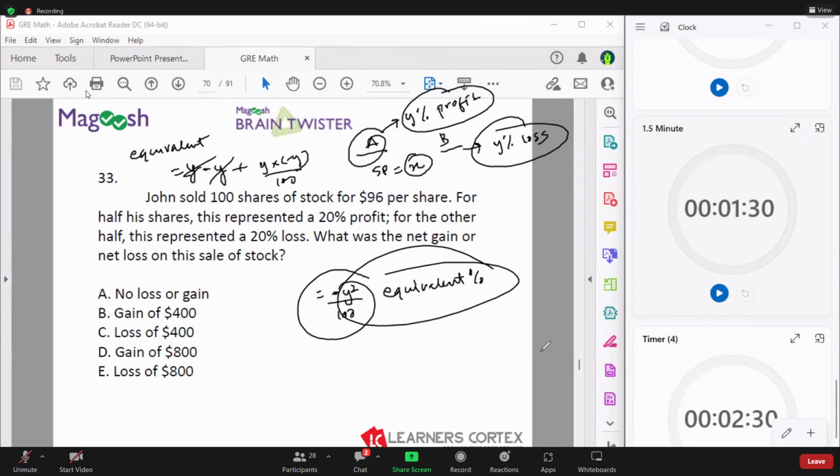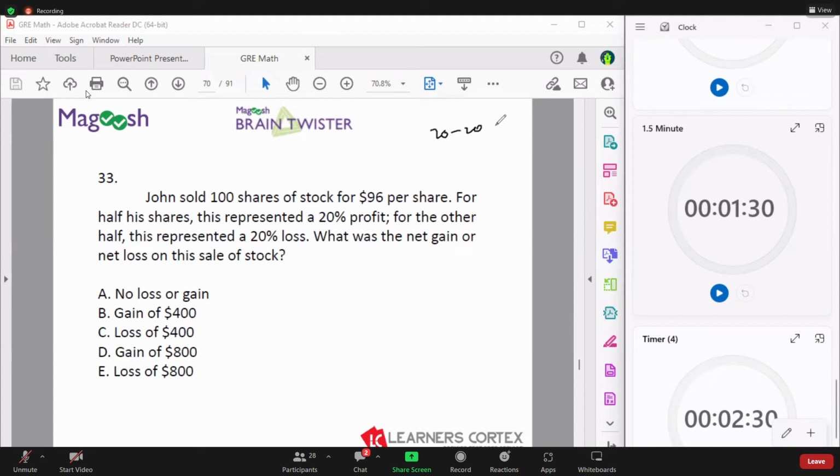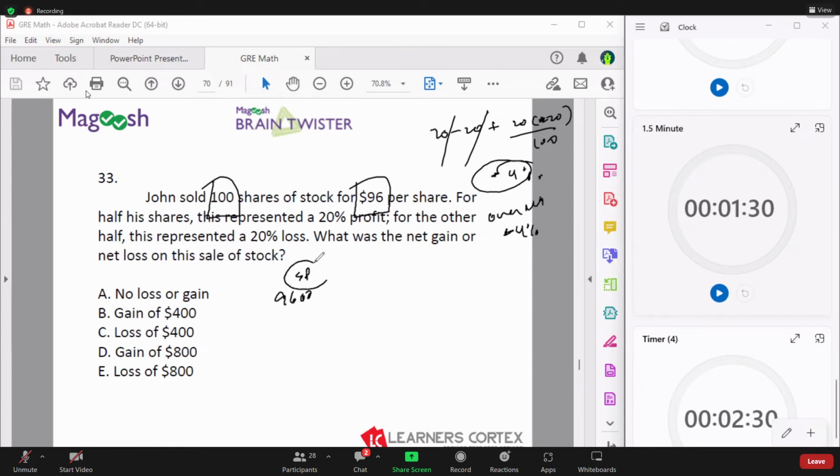Since it is a 20% profit and a 20% loss on the other set, it is 20 times minus 20 over 100, so this and this get cancelled. This becomes minus 4%, or basically an overall 4% loss. Now, $96 per share and 100 shares, right? So basically 9600, this is the total SP.